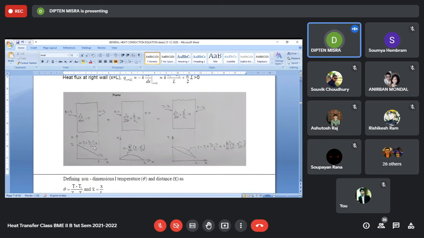You can solve this thing, you can put the boundary conditions with U equal to T1 and E equal to T2. What you will get is a solution for U equal to T1 plus T2 minus T1, sorry, E equal to T1 plus T2 minus T1 by L into X.